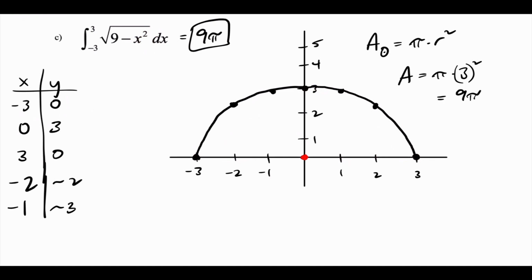Oh, sorry. I got to divide it by 2. Totally forgot about that because it's not a whole circle, right? It's a half circle, so I got to divide it by 2. So 9 pi over 2. Area of a half circle is pi times r squared over 2. That's the area under the curve.